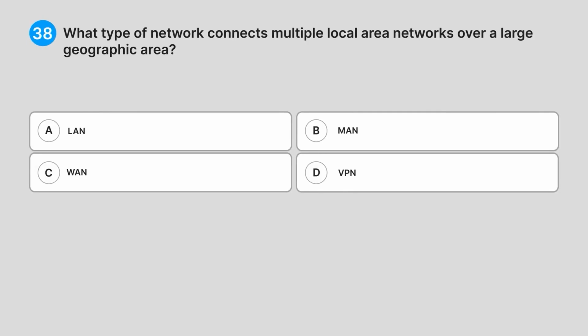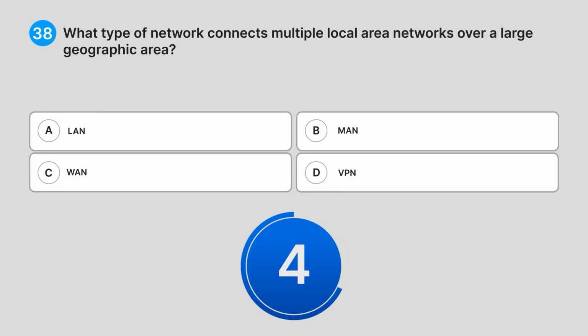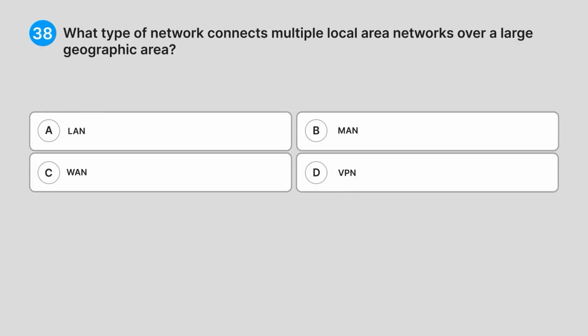38. What type of network connects multiple local area networks over a large geographic area? A. LAN, B. MAN, C. WAN, D. VPN. Can you guess the answer? Correct answer, C. WAN.